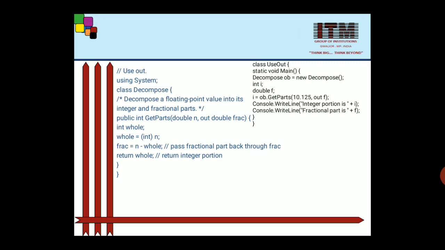Here is an example that uses an out parameter in the class Decompose. The GetParts method decomposes a floating point number into its integer and fractional parts. So this is the example. Here the GetParts method returns two pieces of information. First, the integer portion of n is returned as GetParts' return value, and second, the fractional portion of n is passed back to the caller through the out parameter fraction. As this example shows, by using out it is possible for a method to return two values.